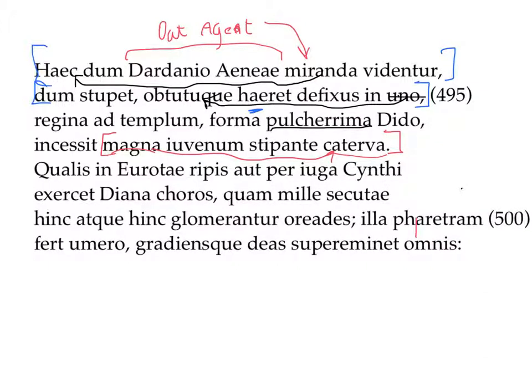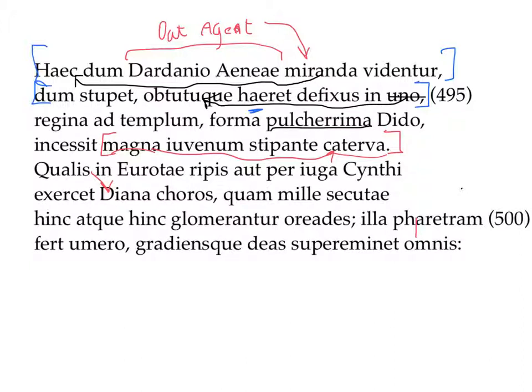Qualis in Eurotae ripis aut per iuga Cynthi exercet Diana choros, quam mille secutae hinc atque hinc glomerantur Oreades, illa pharetram fert umero gradiensque deas superemin omnes. Alright. Here we have another simile. Started with qualis, and we saw one with the B passage, and these things tend to get begun by the word qualis. Such as Diana. Actually, this is grammatically an adjective, but it does begin a simile.